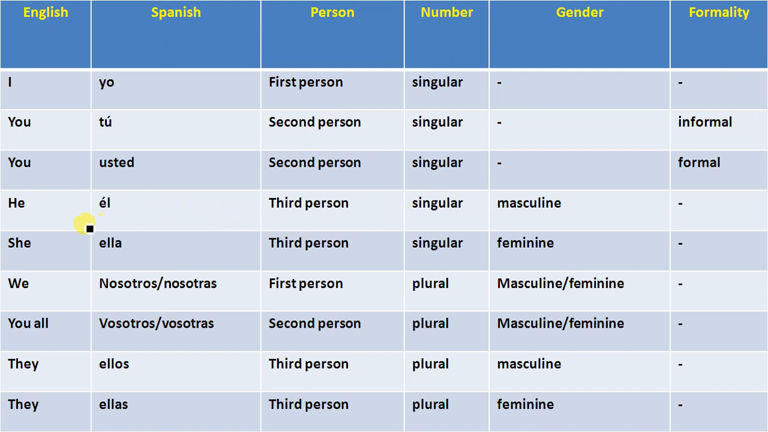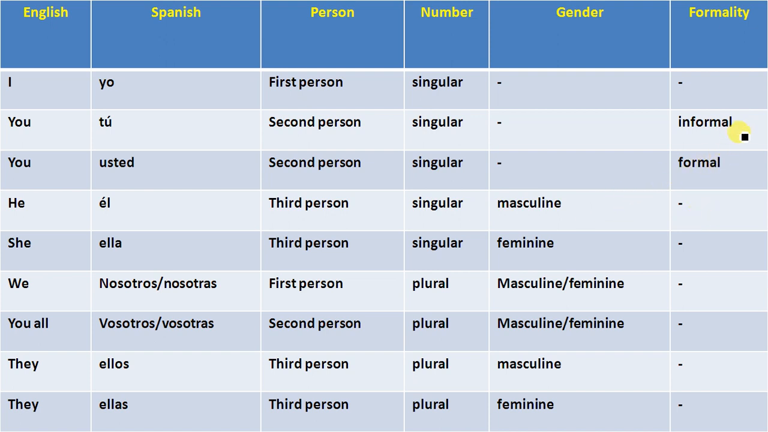But if you want to say he is a boy, he is a girl, then for he you use él. This comes under the third person, singular and masculine. If you want to say he is a boy, a boy is masculine and singular, so you will use él, as in él es chico, he is a boy. And you can use él formally or informally.